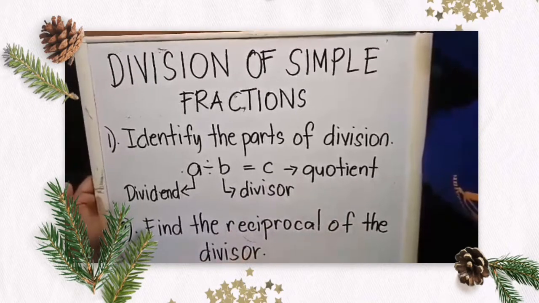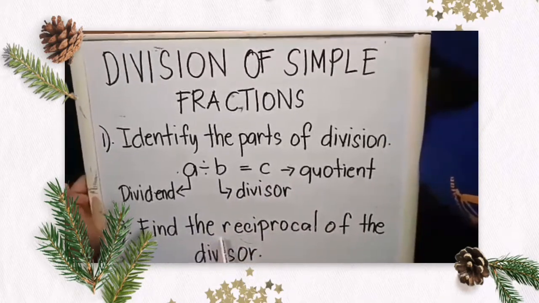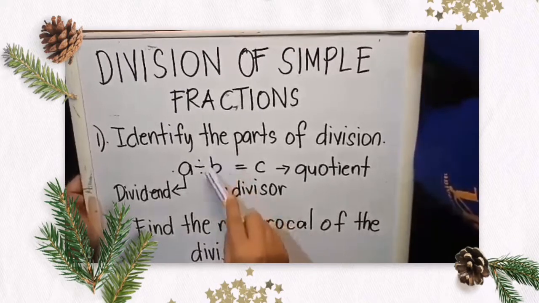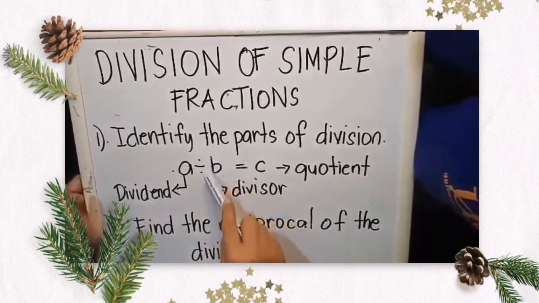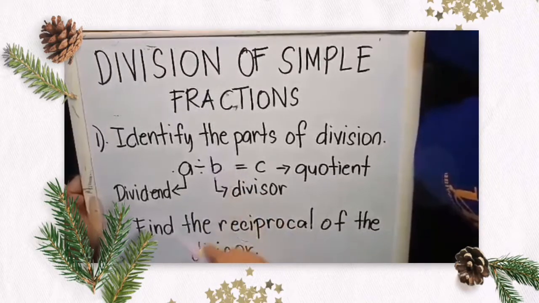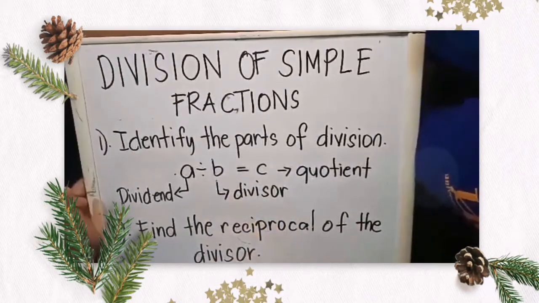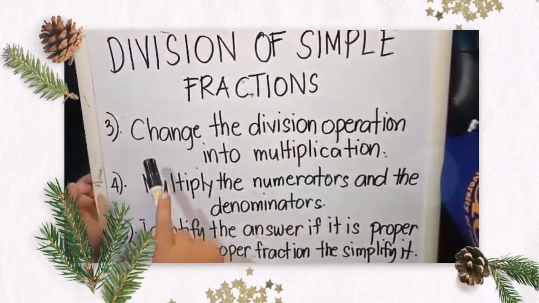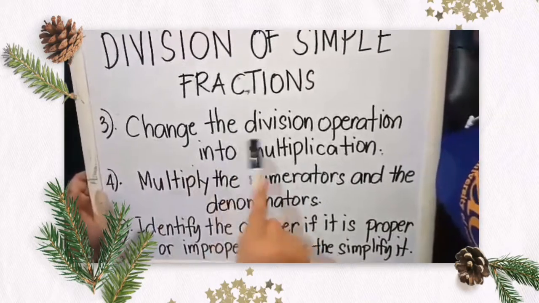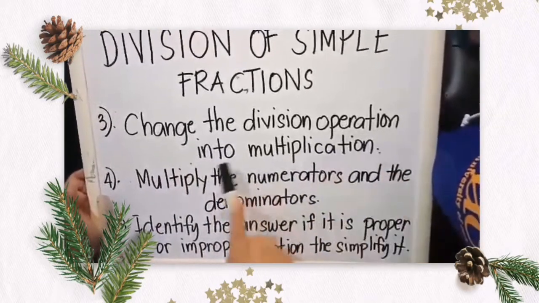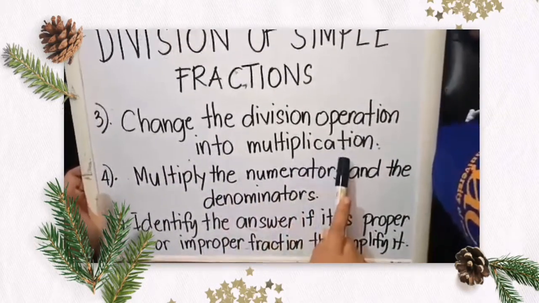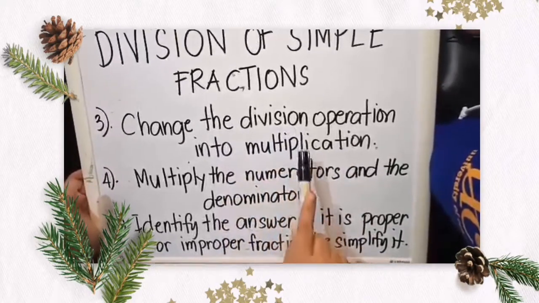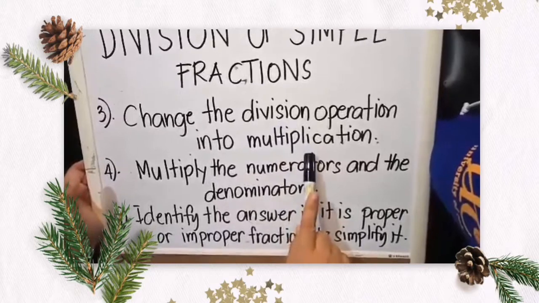The second one is to find the reciprocal of the divisor. Reciprocal sa divisor nimo, pananglitan sa letter B, iyang reciprocal or iyang baliktad. The third step is to change the division operation into multiplication. Divide man to siya, so imo siyang ilisan og multiplication.